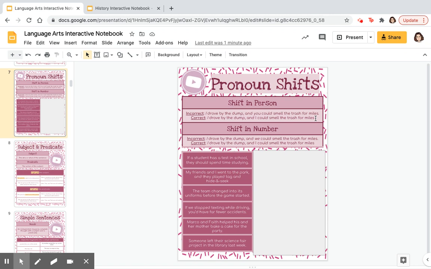Another example is they went to the city and we had lunch there. That doesn't make sense because they are the ones at the city, not us.